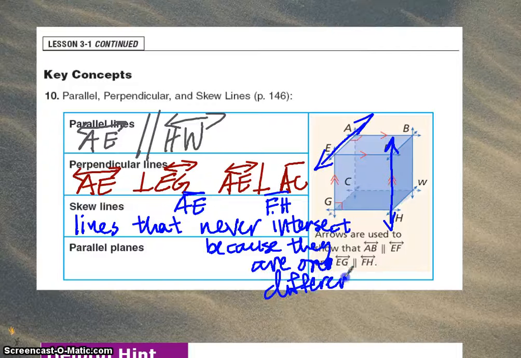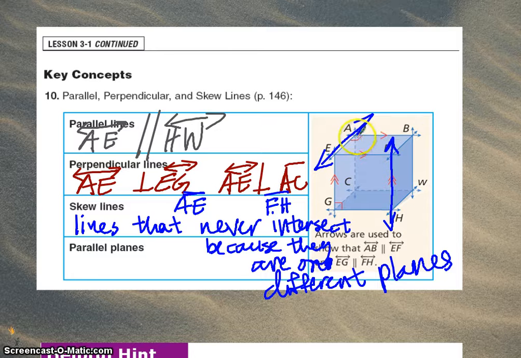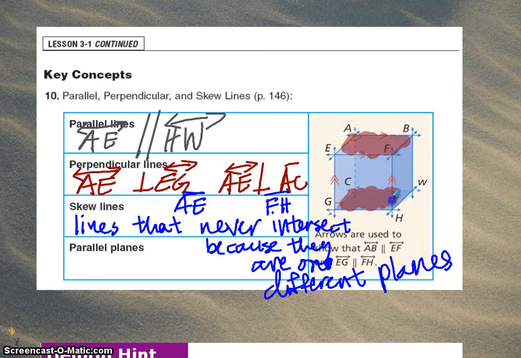And then we've got parallel planes, which is exactly what it sounds like. So let's go ahead and highlight this plane here at the top. I'll use a different color than gray. This plane here at the top is parallel to the plane at the bottom, so like the ceiling is parallel to the floor. Parallel planes are pretty straightforward stuff.